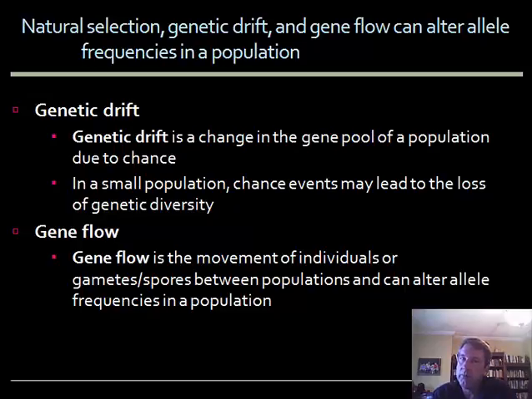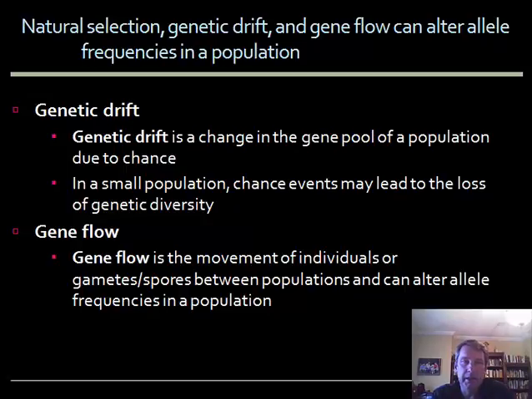Another example is called gene flow. Gene flow differs from genetic drift in that this is change in the population due to individuals coming in or leaving the population. Sometimes individuals leave the population, and when they leave, they take their genes with them. Or some individuals migrate into this population from another population, and they bring their genes with them. So this is going to change the genetic makeup.